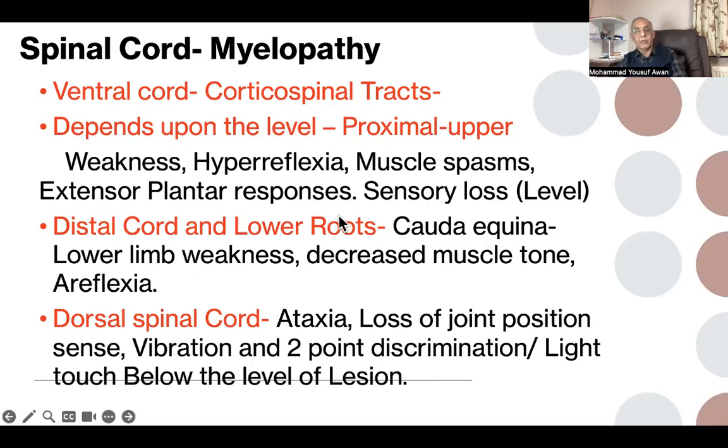The distal cord and the lower roots, the cauda equina, lower limb, cauda equina involvement of the perineum with retention or incontinence of urine and feces. So with damage to the lower spinal cord, especially the S2, 3, 4 area, there is lower limb weakness, decreased muscle tone, and areflexia. And the dorsal spinal cord will cause ataxia, loss of joint position, vibration, two-point discrimination, and light touch below the level of the lesion of the spinal cord.